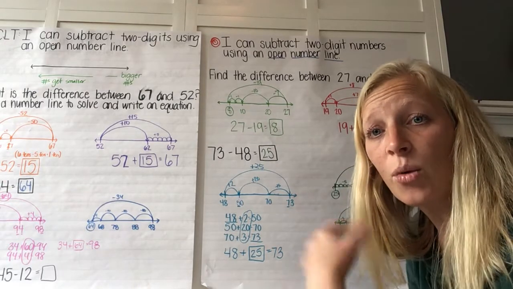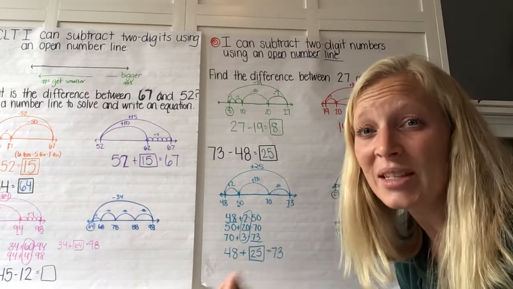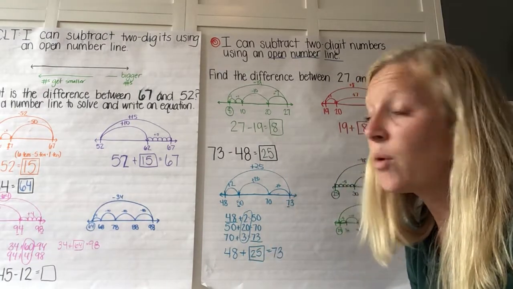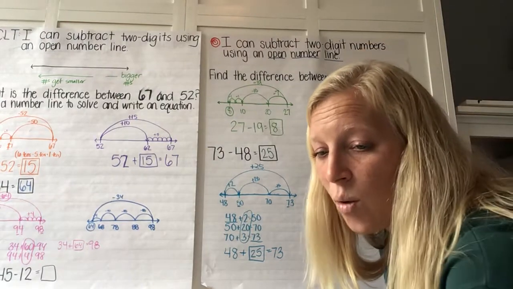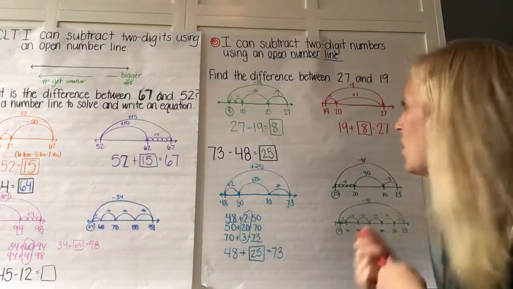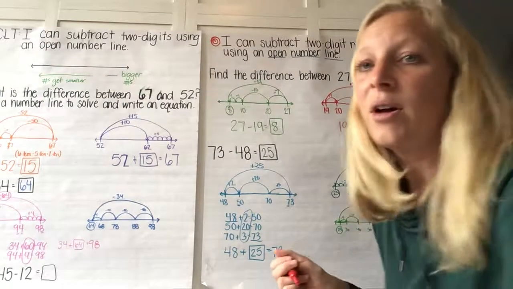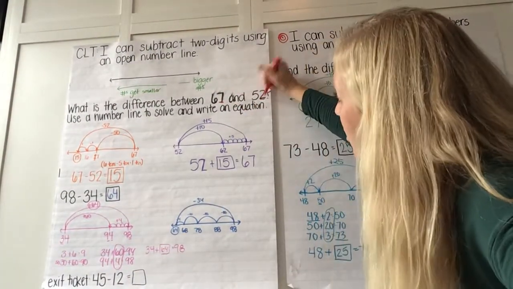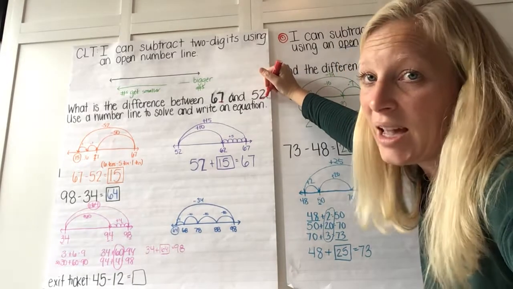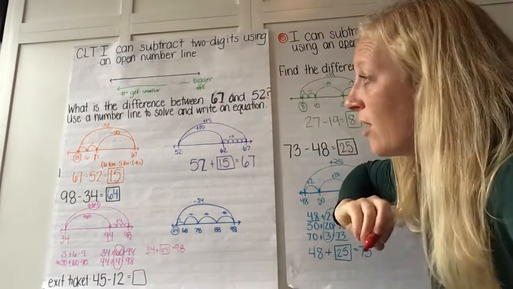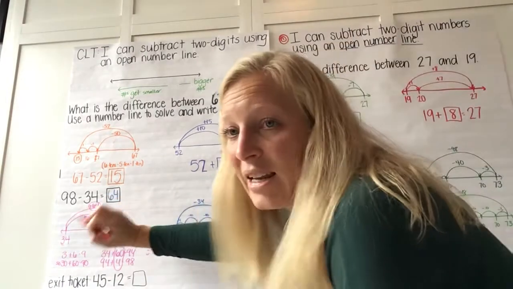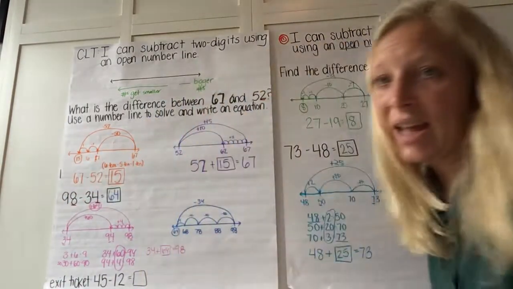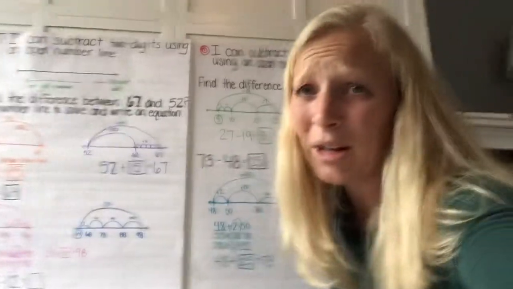So in our work in the next couple days, we're going to be doing some more of this. Sometimes we're regrouping and sometimes we're not. So we want to pay close attention to that ones place to see, do I need to regroup? Now, over here on this one, we had 7 and 2. I'm not taking away more ones than what I have here, am I? When we have our 98 and our 34, 4 is smaller than 8, right? So I don't have to worry about regrouping that.